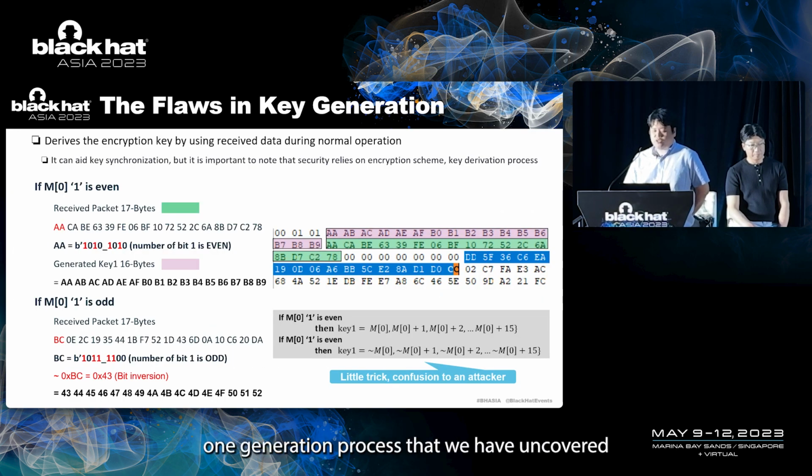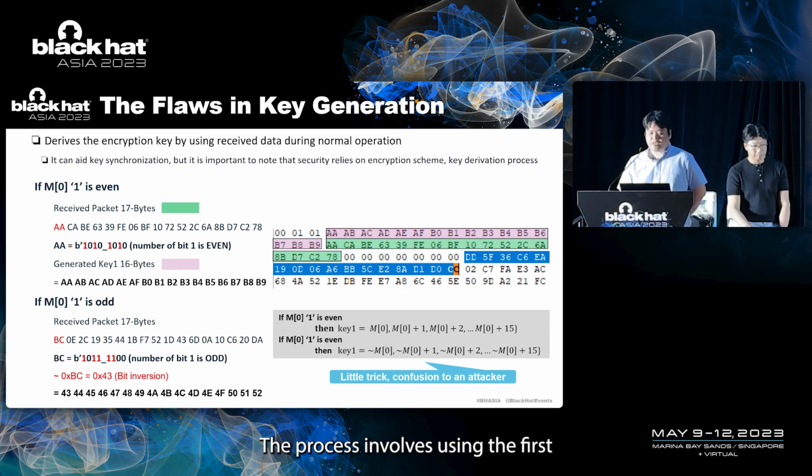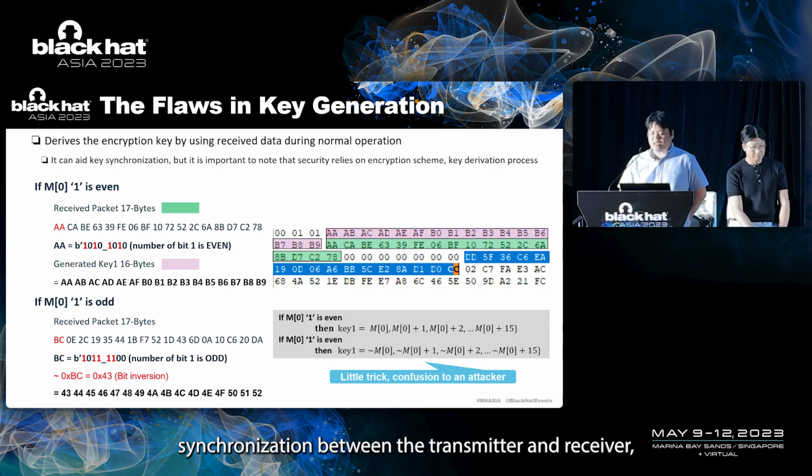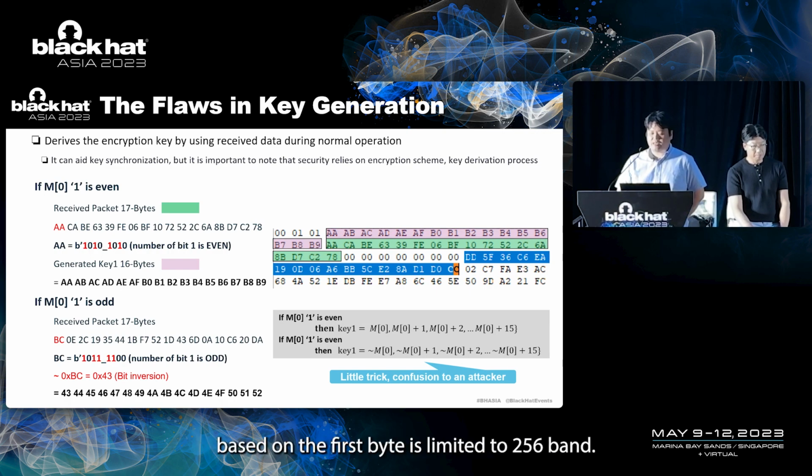Let's take a look at the key 1 generation process that we have uncovered through formal analysis. The key 1 generation process has some security concerns. The process involves using the first byte of a received packet as a seed to generate the decryption key, which is expanded to 16 bytes. Although this method can be useful for key synchronization between the transmitter and receiver, it has its drawbacks. The actual number of keys that can be generated based on the first byte is limited to 256.